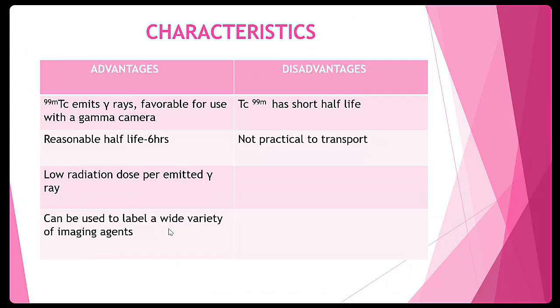The advantage of this generator produced radionuclide, the 99m technetium, is that it emits gamma rays, which can be used for the gamma camera, and it has a half-life of 6 hours. A low radiation dose is there for the gamma ray, and it can be used for so many imaging studies. The disadvantage is that this technetium has a short half-life and we cannot transport it.